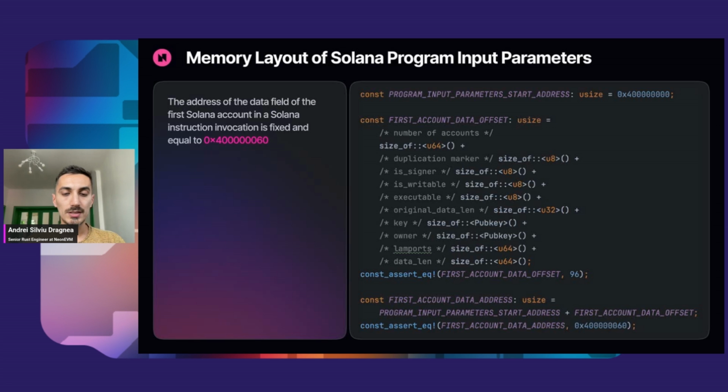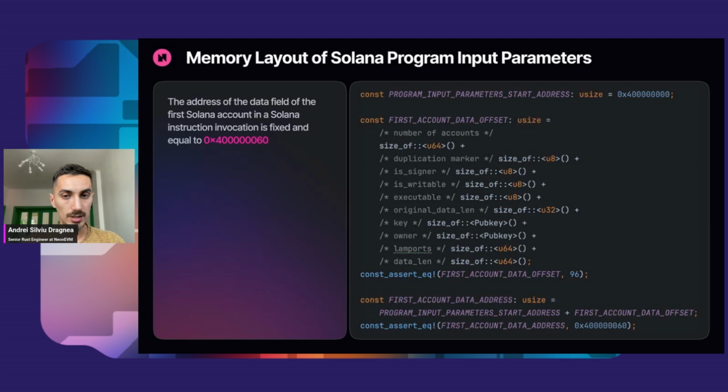Next is the lamports associated with that account, the number of lamports that account has, and the data len, the final data len, is the actual data length of the account and represents how big the data array for that account is. There are also some constant assertions, which are basically assertions that are verified at compile time.